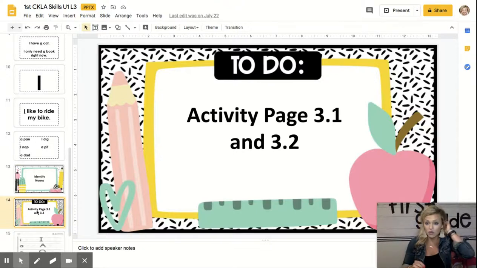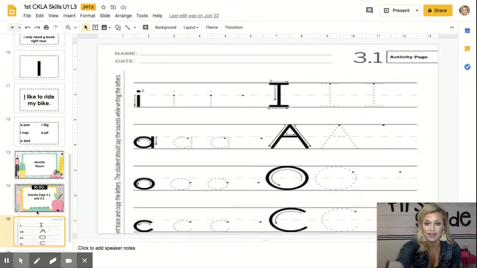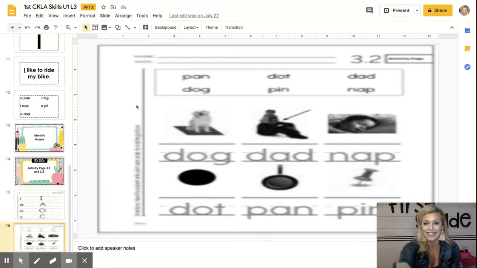All right, before you guys are done today, you have a couple activities. You are going to work on activity page 3.1 and 3.2, and it looks like this. All right, awesome job today, guys.